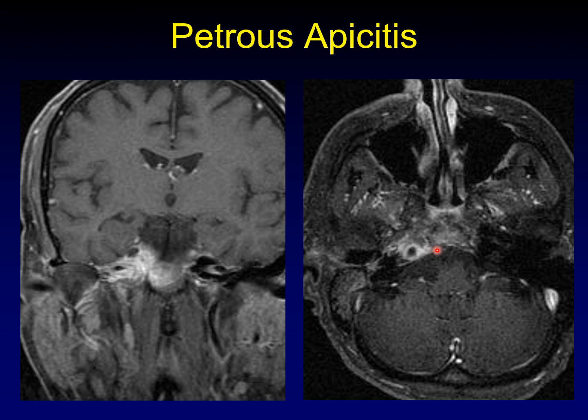Remember also that Dorello's canal is a bottleneck, and so a little bit of extra mass there goes a long way in causing pathology in the sixth cranial nerve. When petrous apicitis causes sixth cranial nerve palsy, that has a name. It's called Gradenigo's syndrome, and this is the imaging of Gradenigo's syndrome.